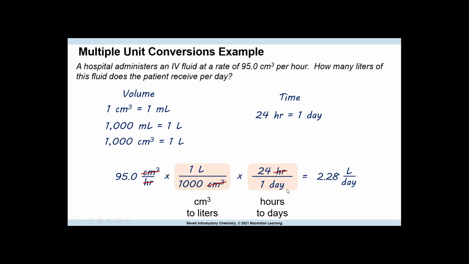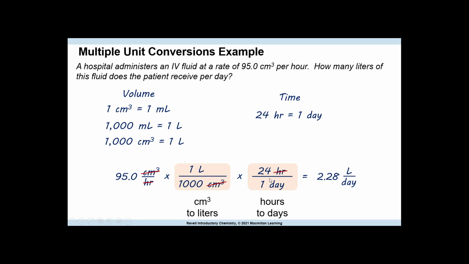I'm a little different. I would have just transferred it to mils because I'm more comfortable with it, but this is how they set up the problem. They want you to understand cubic centimeters here. So we start with 95.0 centimeters cubed per hour. Remember, this is one unit on top of the other. Times 1 liter equals 1,000 centimeters cubed.